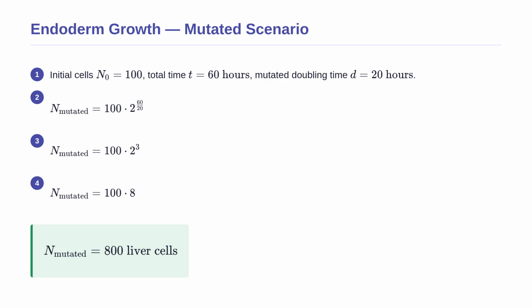60 divided by 20 gives us only 3 rounds of cell division. 2 to the power of 3 is 8. Multiplying our initial 100 cells by 8 gives a final count of only 800 cells. Compared to the healthy 6,400 cells, this drastic reduction explains why developmental mutations often lead to severely underdeveloped organs. It proves how critical the timing of germ layer expansion truly is.